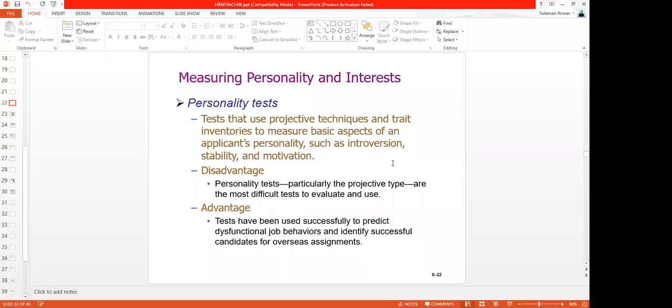But the basic advantage we're going to get out of the personality tests, number one, tests that have been used successfully in the past to predict dysfunctional job behaviors and identify successful candidates for overseas assignments. So at least we could have an idea out of those test scores who is more suitable for the job. And obviously we can also understand that we cannot say that 100% prediction or 100% reliability is available for those particular tests.